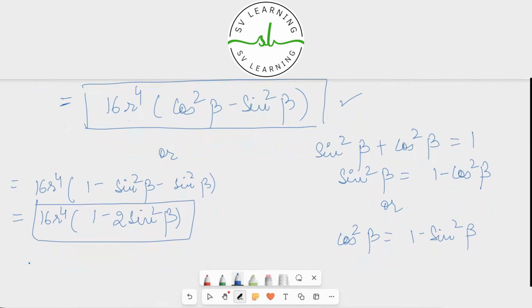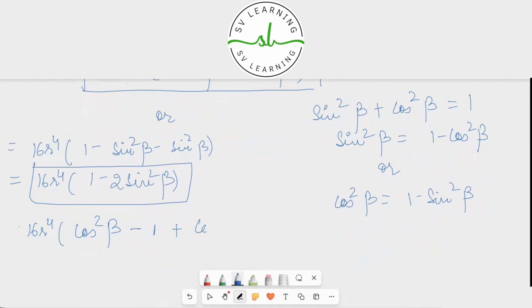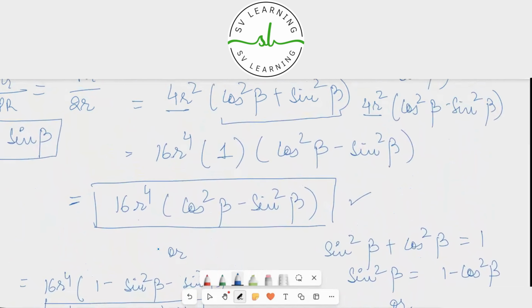Also, if instead of cos square beta, I want to substitute for sine square beta, I can write it as 1 minus cos square beta. So minus 1, this minus cos square beta, will become plus cos square beta. So this becomes 16R⁴ times 2 cos square beta minus 1. So this is the detailed explanation of this competency-based question.